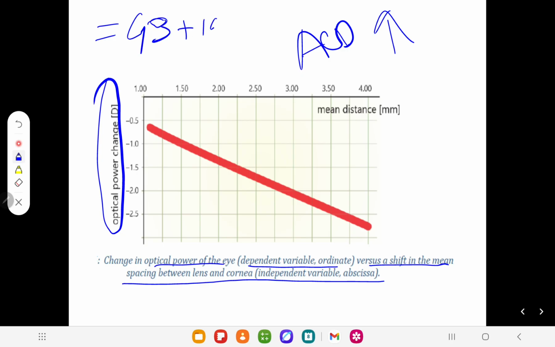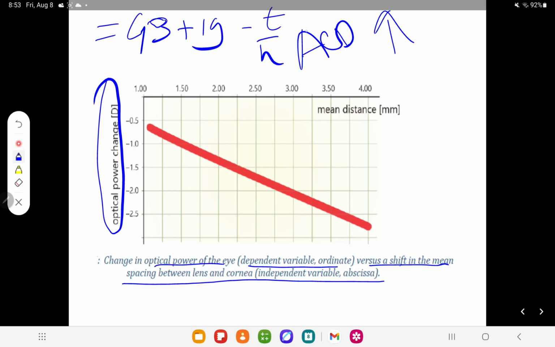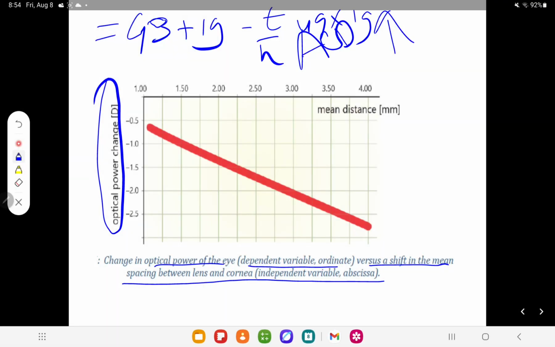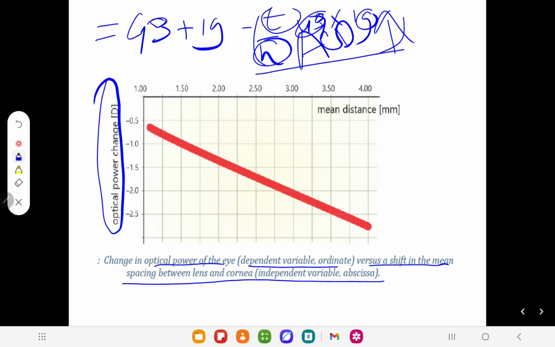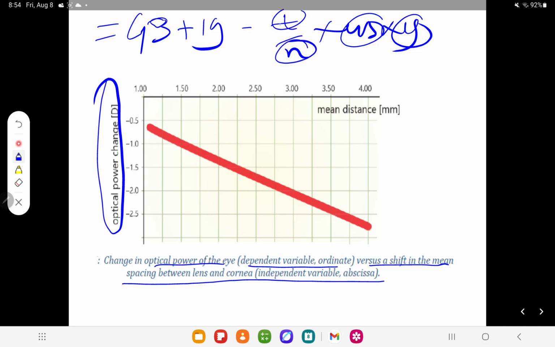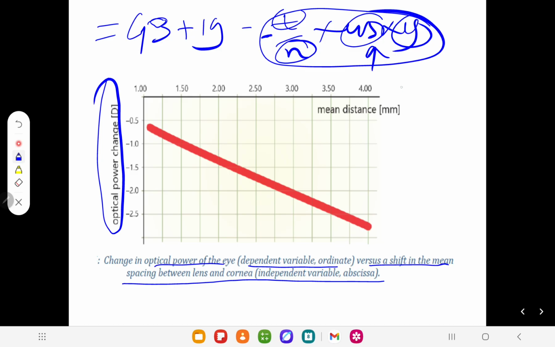43 plus 19 minus t by n, 43 into 19. This is positive, this is positive, t is always positive, n is always positive. If t increases, the whole term here increases, isn't it? If t divided by n, 43 into 19 increases, as t keeps increasing, the total ocular power decreases. That's why it becomes hyperopic.